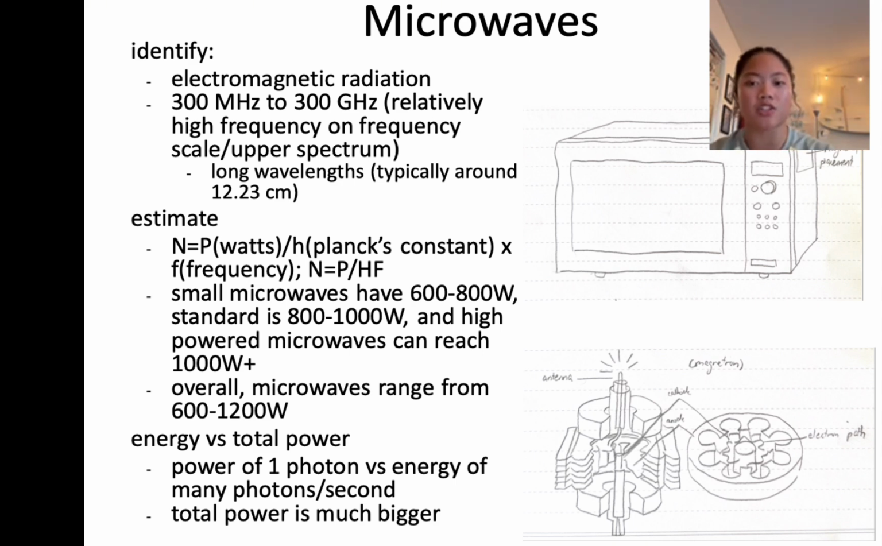When talking about the energy versus the total power of a microwave, the energy is indicated by the power of a single photon, while total power is indicated by the energy of many photons per second. So ultimately, total power would be a much bigger number.